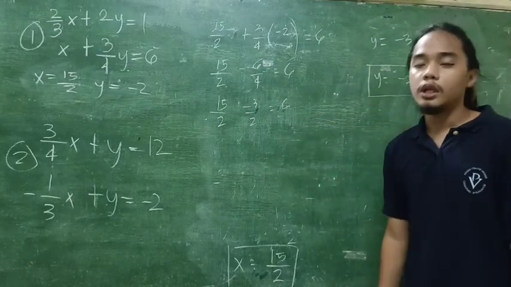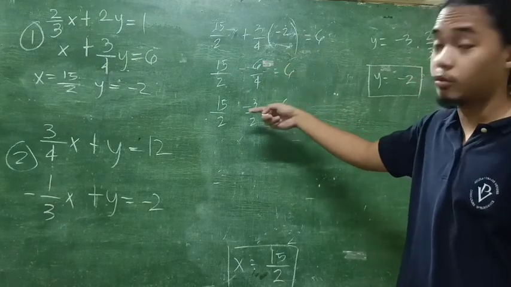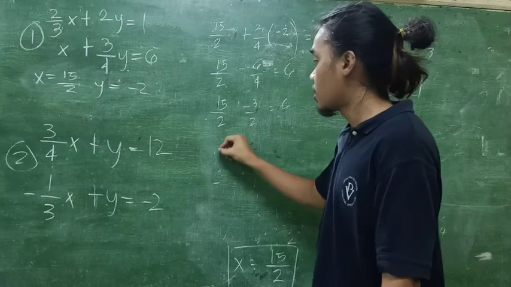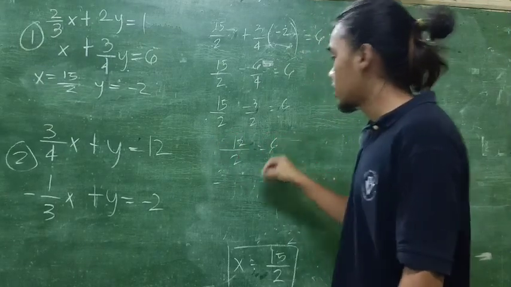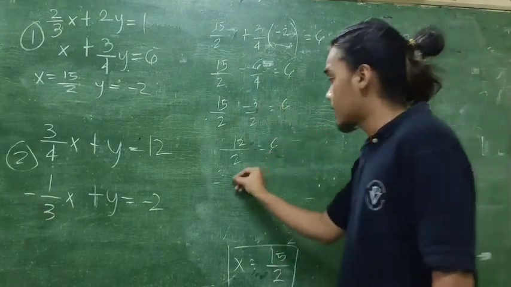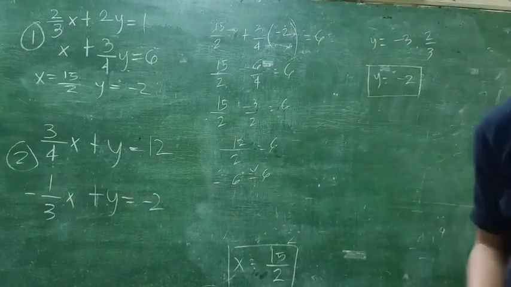In subtracting fractions, you just have to subtract the numerators. 15 minus 3 is 12. Just copy the denominator, 2, equals 6. 12 over 2 is 6, and 6 is equal to 6. So we got the correct answer.